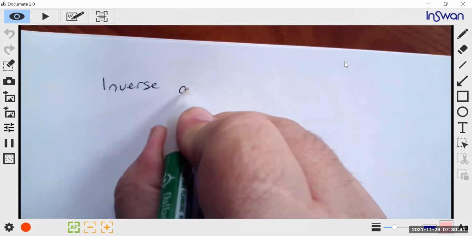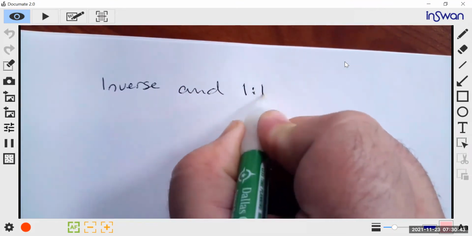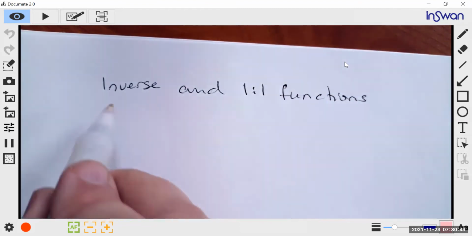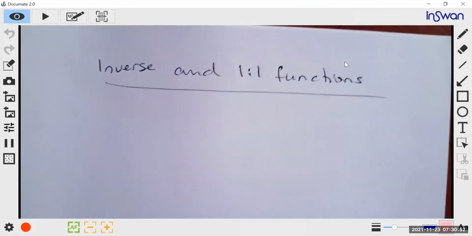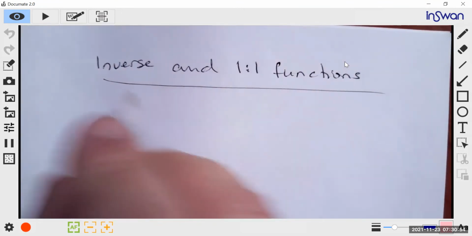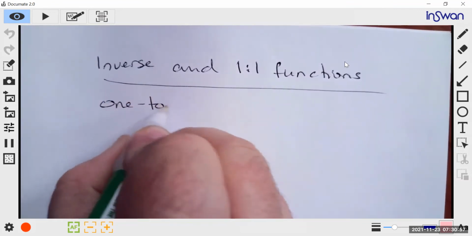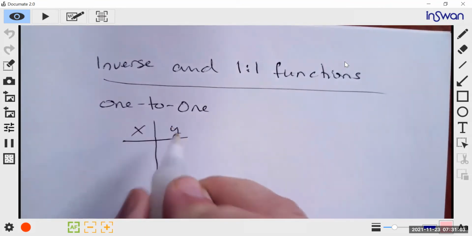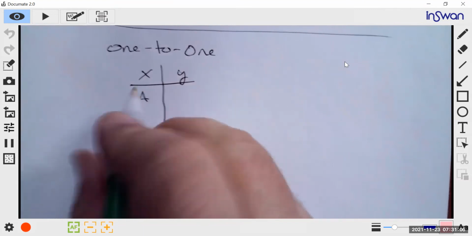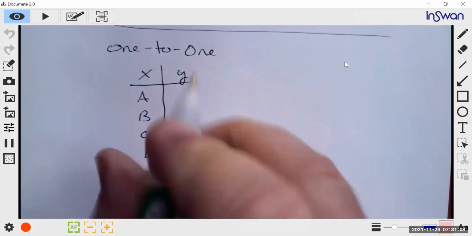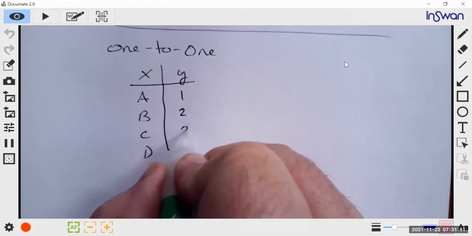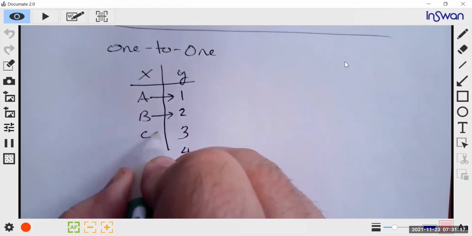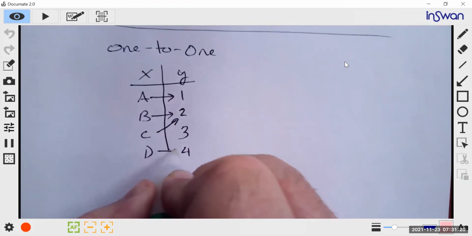Inverse and one-to-one functions. Remember, what does one-to-one mean? That means for every x, it maps to only one y value.